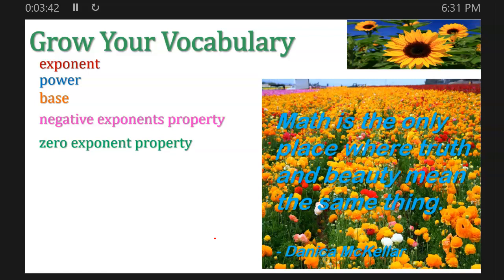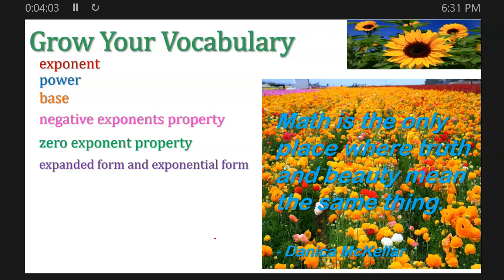Zero exponent property is just as a review. Remember that any number raised to the power of 0 is equal to 1. The exception to that rule is 0. You cannot raise 0 to the 0th power, but any other number that's not a 0, when you raise it to the 0 power, it equals a 1.